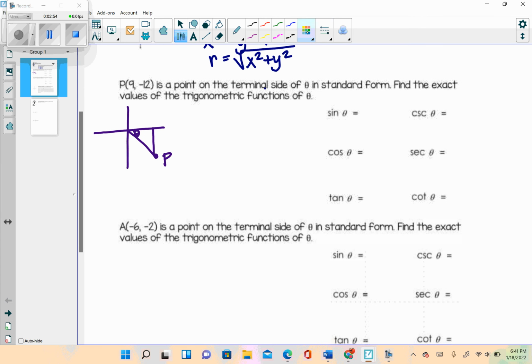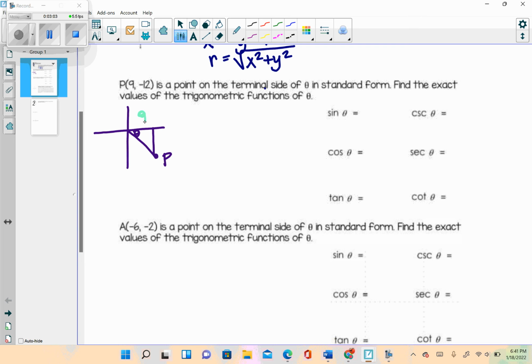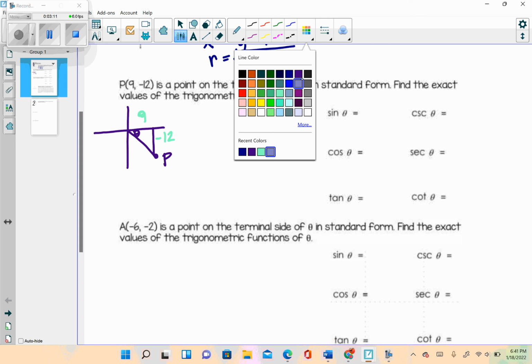Now, we have to label the pieces that we know. So I know that this point is 9, 12. So I know this is 9, it's positive x, and I know that is negative 12 because I went down 12. Now, my suggestion right when you get to here is find that hypotenuse. So you're going to do 9 squared plus negative 12 squared. Make sure that negative's in parentheses. Then take the square root of that.